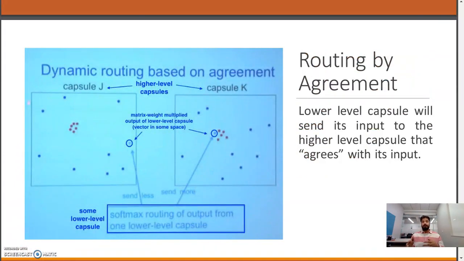Now routing by agreement. A lower level capsule will send its input to the higher level capsule that agrees with its input. Now what does this mean? Through this representation or this figure, we'll understand that. Now, J capsule and K capsule are two different features with the same input from the smaller feature or smaller cap that is marked in blue. Some lower level capsule will agree to the bigger level capsule, then only the bigger level capsule will agree that such a presentation or classification exists.